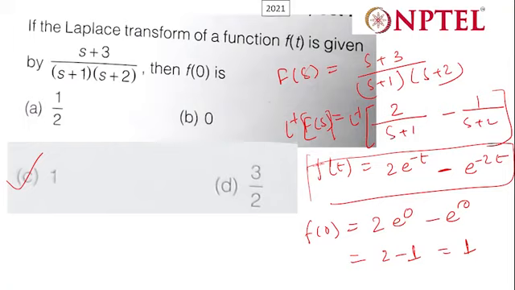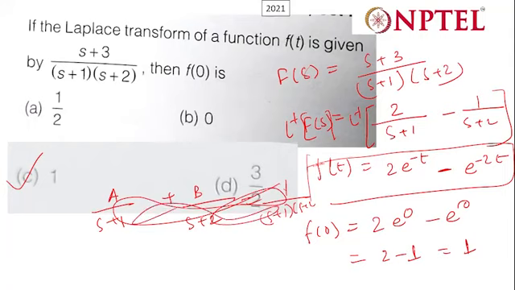Ma'am, how did you do partial fraction? You assume a upon s plus 1 plus b upon s plus 2 will be equal to (s plus 3) upon (s plus 1)(s plus 2), something like that. Then you multiply and solve this equation. For when it is just 2 here, one shortcut that I know: cover this factor, and from this you will get s equals minus 1. What you have to do, cover this one and put minus 1 in the rest.